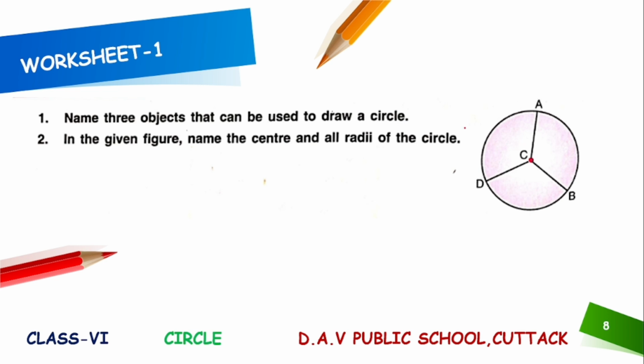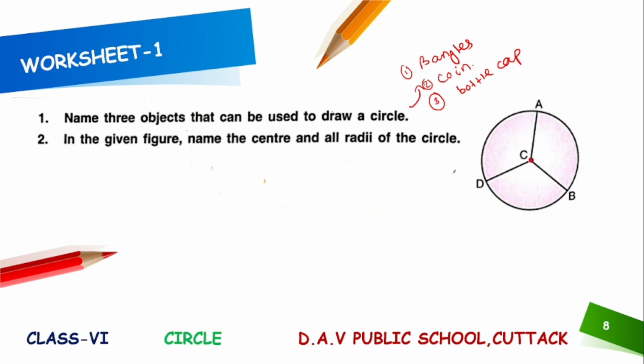Okay, that is the circular object. Tell me the circular objects. First one is bangles. Okay, and the second one is coin. Okay, and the third one we can draw is bottle opener, bottle cap.